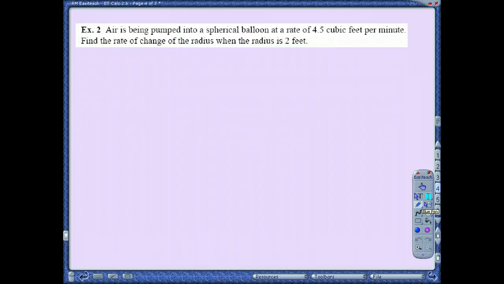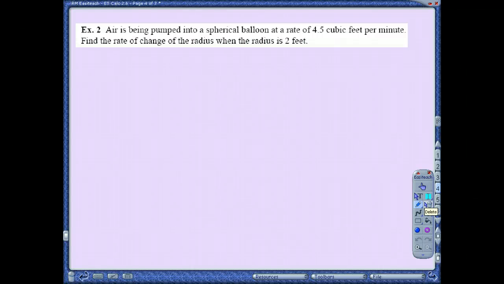Okay, let's look at our next example. We have air is being pumped into a spherical balloon at a rate of 4.5 cubic feet per minute. Find the rate of change of the radius when the radius is 2 feet. So they're talking about a spherical balloon.